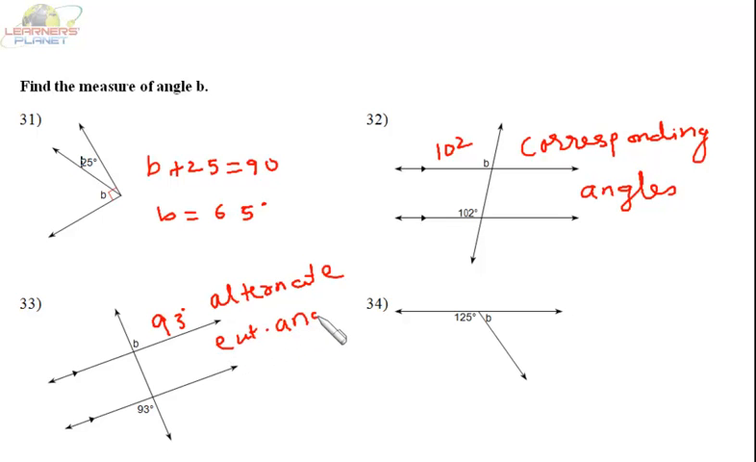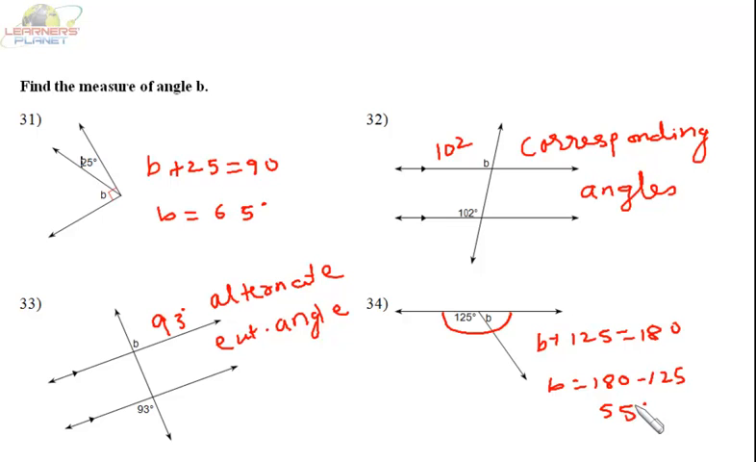Now we can see the complete angle will be 180 degrees since it's a straight line. So B plus 125 is 180. So B will be 180 minus 125, or 55 degree. Okay, clear?